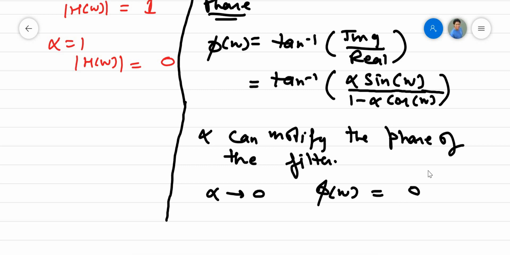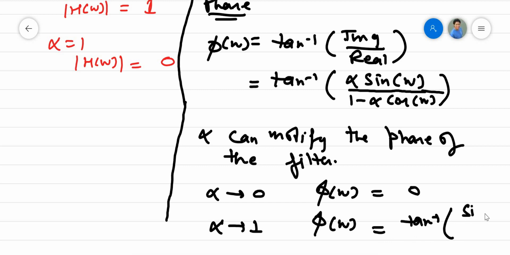And for alpha equal to 1, phi of omega will be equal to tan inverse of sine omega over 1 minus cos of omega.